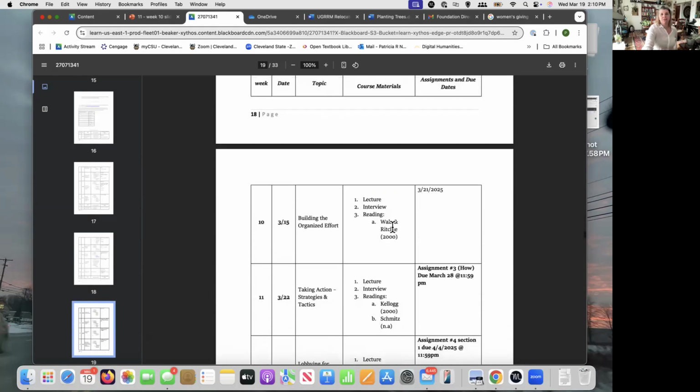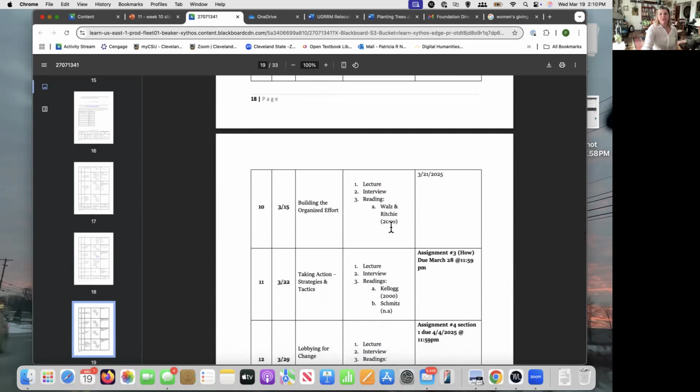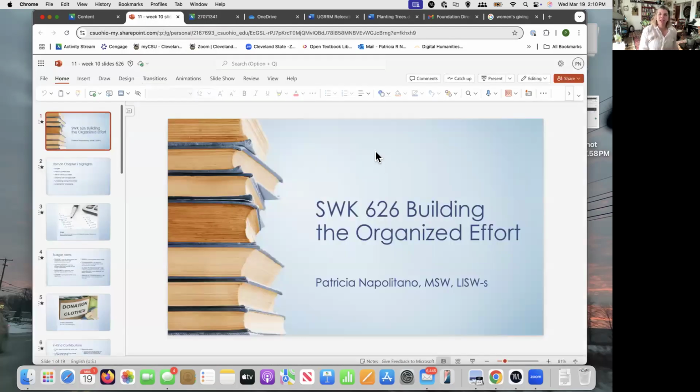We are more than halfway through our semester, talking about building the organized effort and taking action strategies and tactics. I feel like these are the two weeks I'm most proud of. These are the parts of community organizing that everyone will tell you they don't really do and don't really understand, and they just kind of learn from people around them.